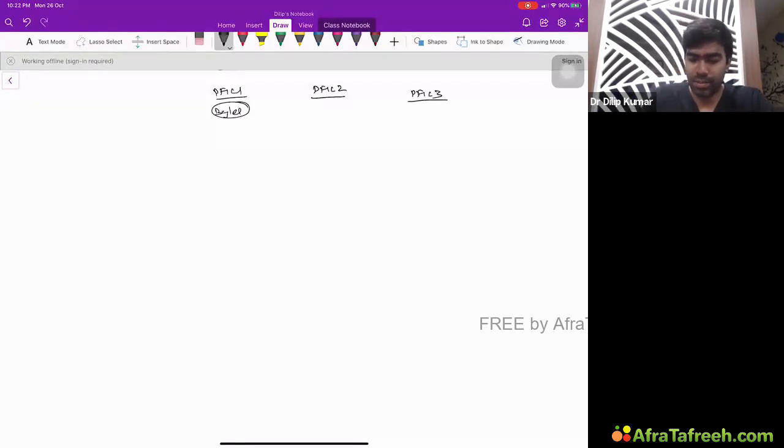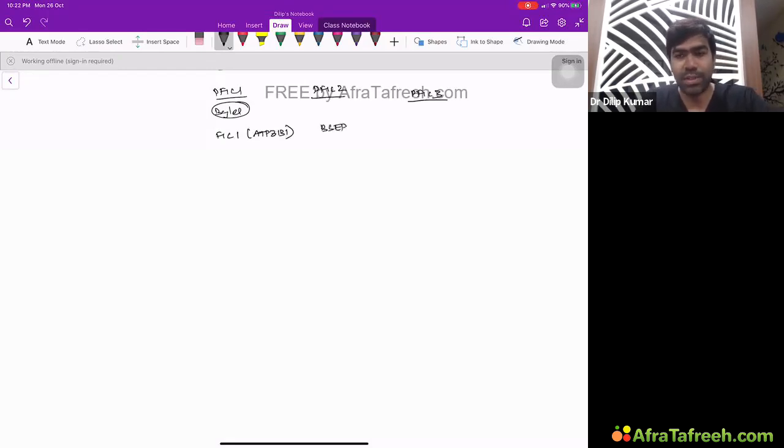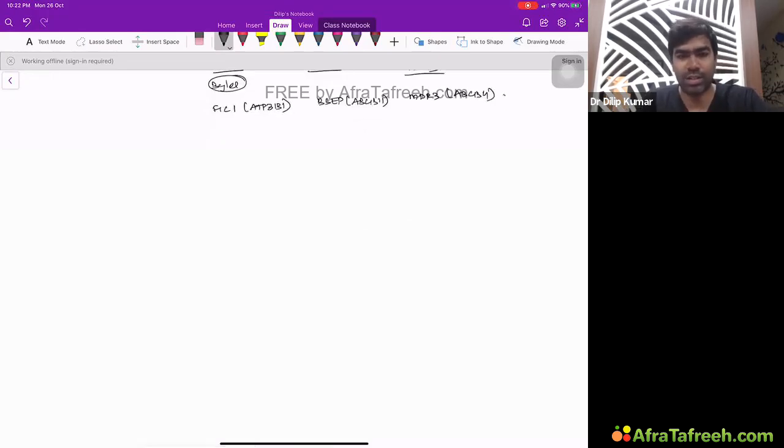So you know what the defect is? In PFIC type 1, the defect is FIC1, otherwise referred to as the ATP8B1 molecule. In PFIC type 2, BSEP is the problem, otherwise referred to as the ABCB11 transporter. And in PFIC type 3, it is MDR3, which is also called the ABCB4 transporter. So this is the defect in these conditions. And what is it actually transporting? What are the things that are being transported?